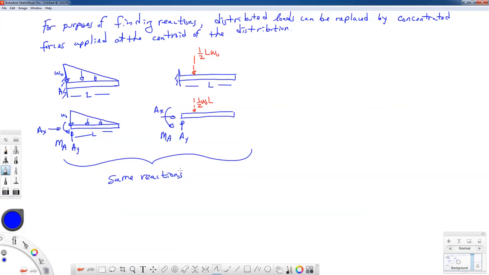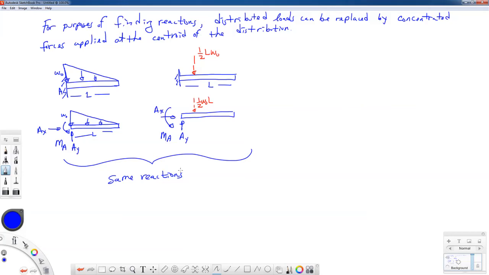The deflection of a beam with a single point load on it is going to be different than the deflection of a beam that has a triangular distributed load or some other load distribution on it. So not everything is the same, but for purposes of finding the reactions, the statics of those two beams will be the same.